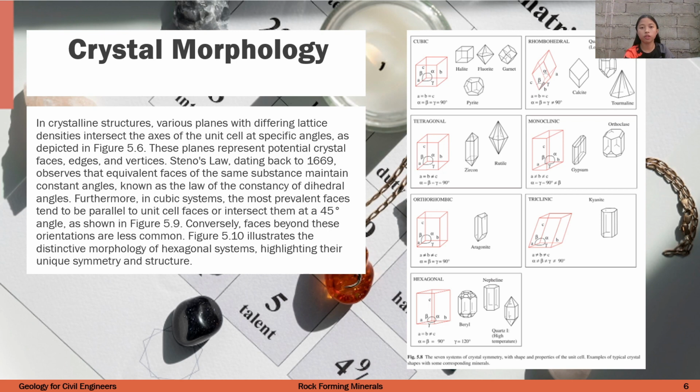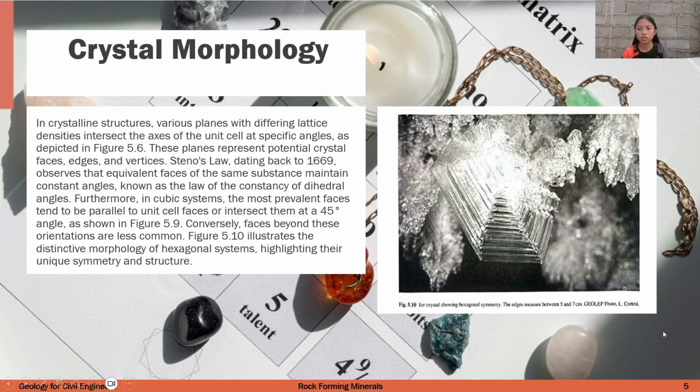So figure 5.8. Figure 5.8 shows the 7 systems of crystal symmetry with shape and properties. So it has cubic, tetragonal, orthorhombic, hexagonal, rhombohedral, monoclinic, and triclinic. And together with its shape and properties. But before I proceed, let's go back here.